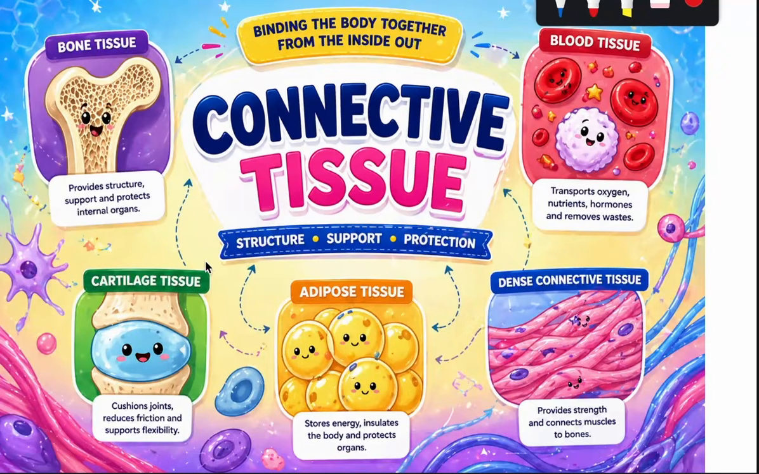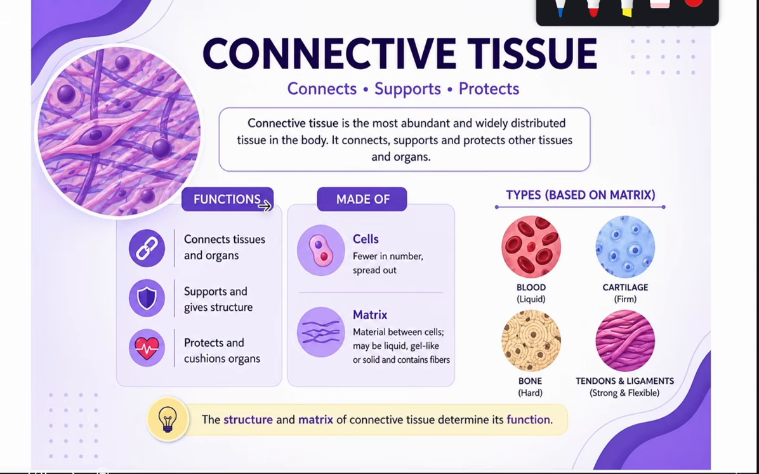So today we will learn about the connective tissue that's binding the body together from inside out. There are different kinds of connective tissues that we will learn in detail later. What is connective tissue? It's the most abundant. What's the important thing to remember is which tissue is the most abundant? That's connective tissue. And what does it do? It connects all the tissues and organs together.